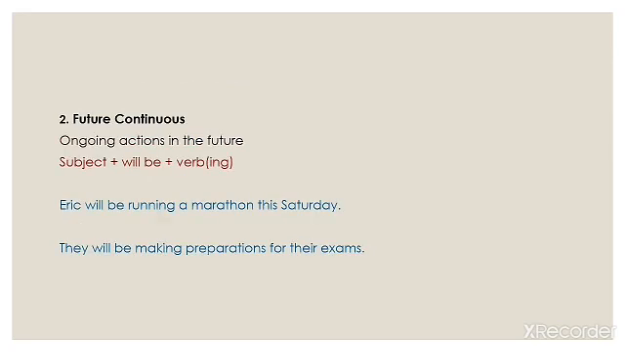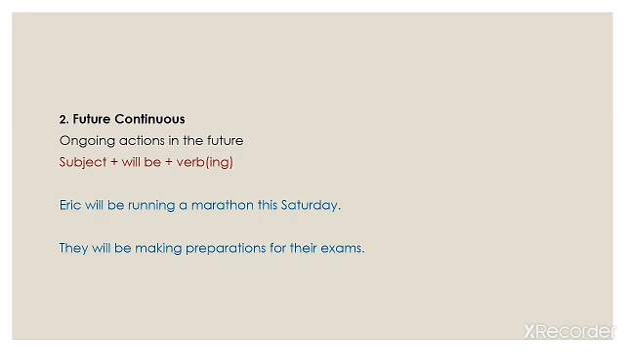Next is future continuous. We use future continuous when we are talking about ongoing actions in the future, and the rule for it is subject plus will be plus verb, and with that we use ing. For example, Eric will be running a marathon this Saturday. And next is they will be making preparations for their exams. So this is an ongoing action in the future.